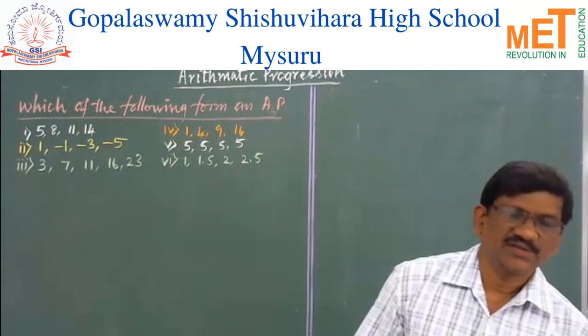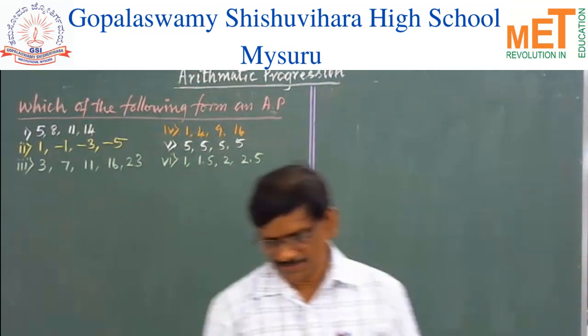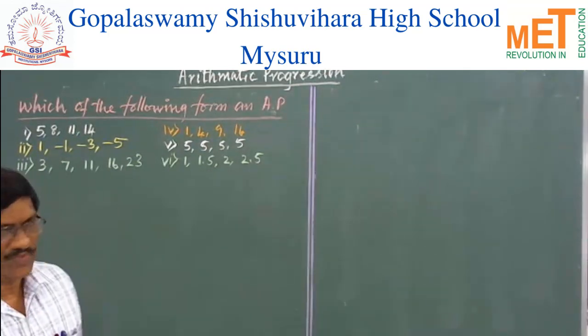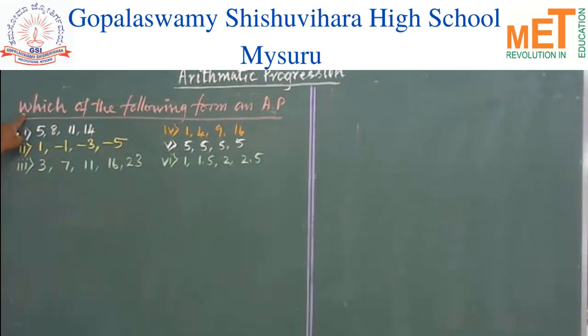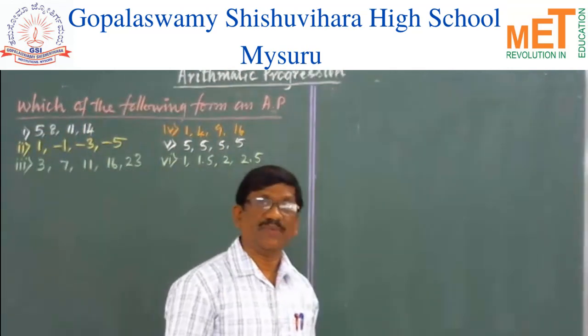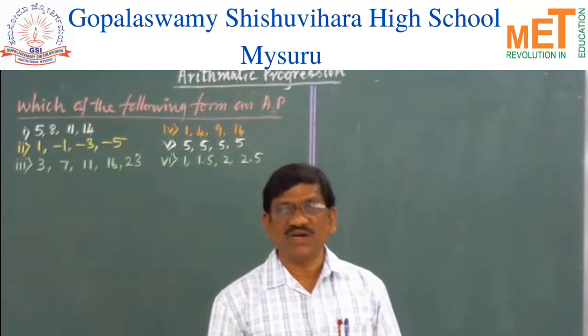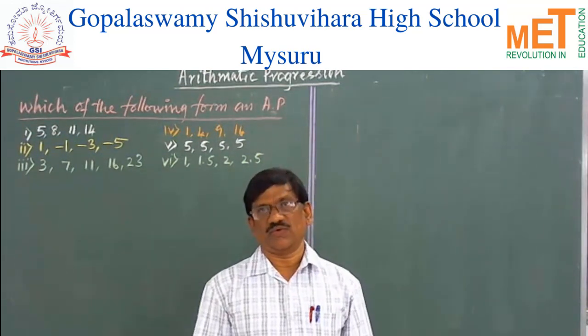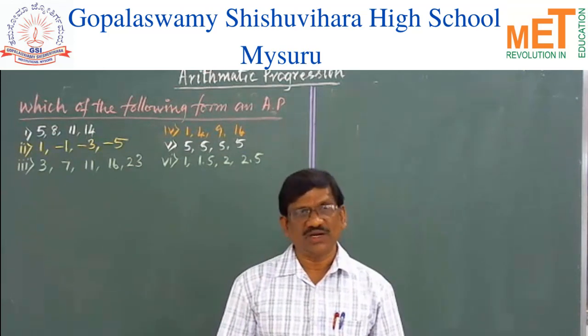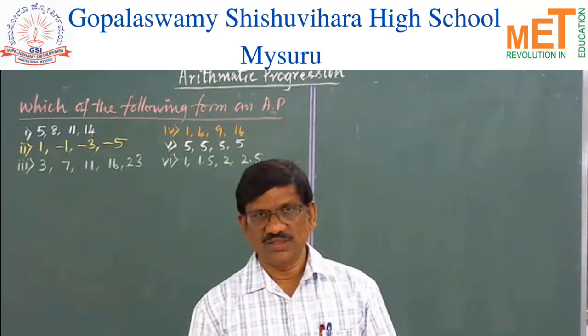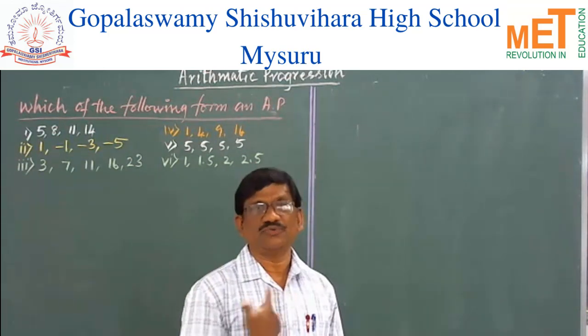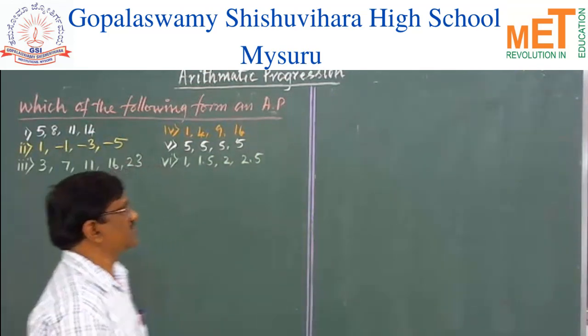Okay children, now let us discuss some problems on the basis of the knowledge we have learnt in this. Okay, the first one is they have given which of the following form an AP. So what is the first condition to form an AP? The common difference should be equal. There should be a common difference among the terms. So using that point we have to verify this. So the first one, let us take.